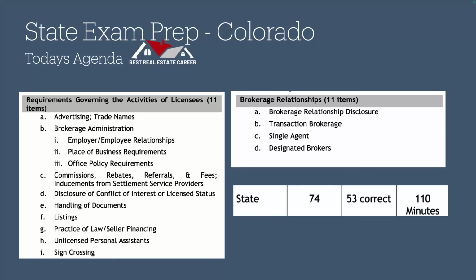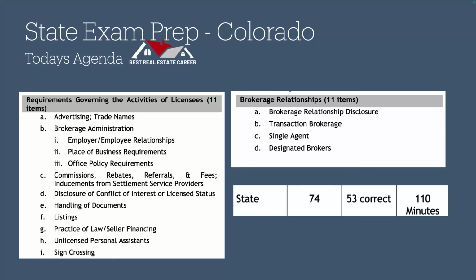The practice of law, right? They're really going to talk about, can you write up a contract that doesn't exist? No, you can't. That's lawyer all day long. Handling of documents, 4 years. We know that. Disclosure of conflicts of interest. It's probably going to be more of a question around writing it into the contract or an additional piece of paper saying that you are a licensed real estate agent.